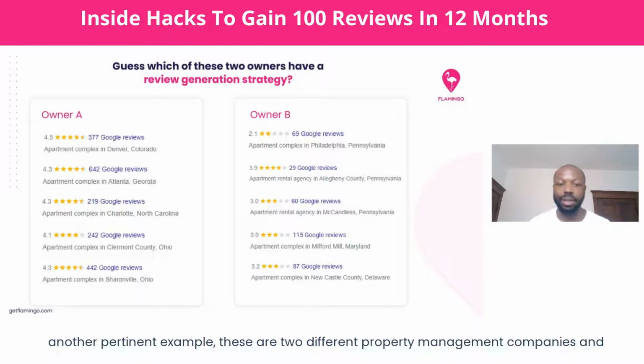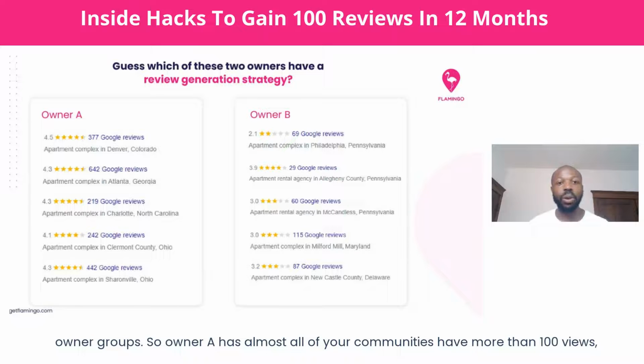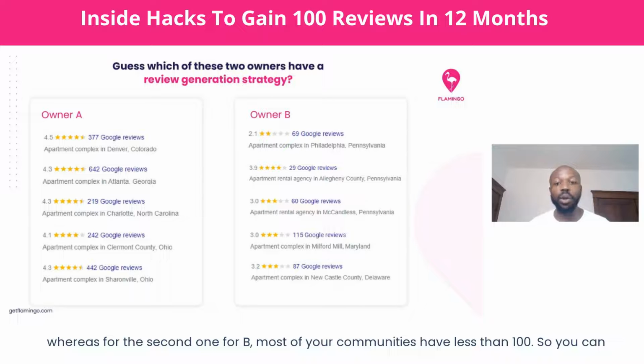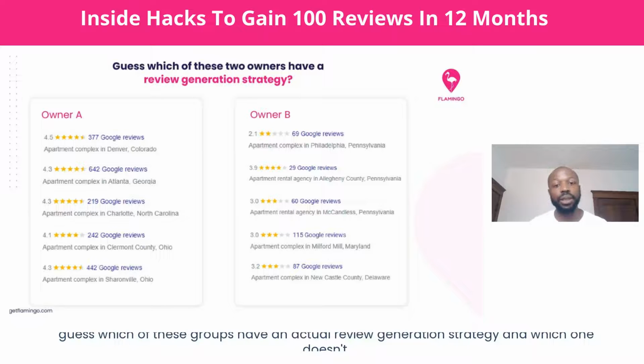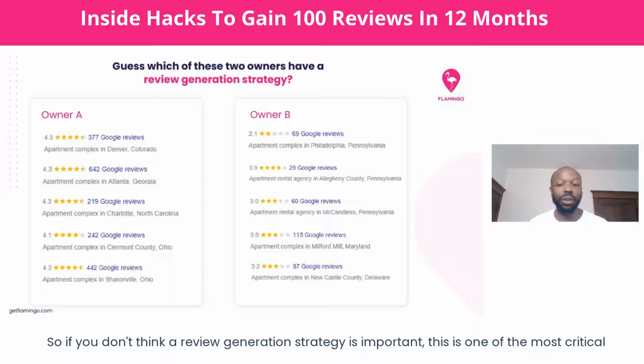So a review generation strategy is what makes all the difference. And then another pertinent example, these are 2 different property management companies and owner groups. So owner A has almost all of their communities with more than 100 reviews, whereas for B, most of their communities have less than 100. So you can guess which of these groups has an actual review generation strategy and which one doesn't. So if you don't think a review generation strategy is important, this is one of the most critical examples.